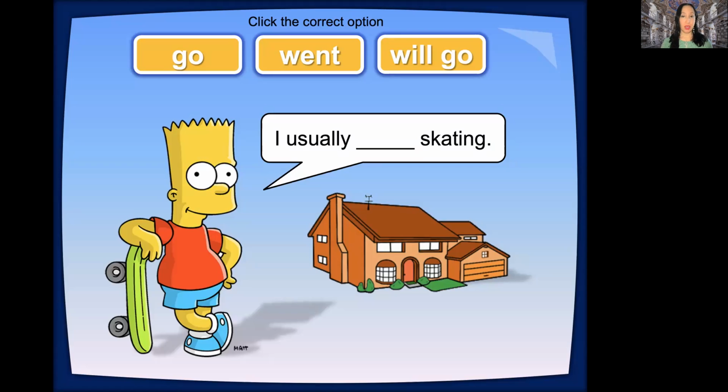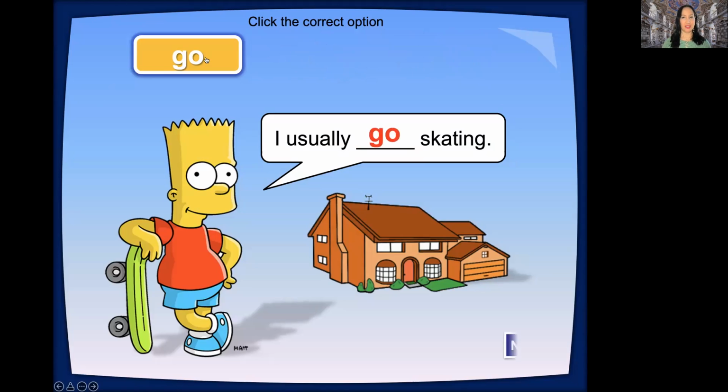Now, would it be, I usually go skating? I usually went skating. I usually will go skating. Okay, give you a hint. What is skating? Would that be continuous? I think so. That's right. I usually go skating. So, right? This is the present continuous.